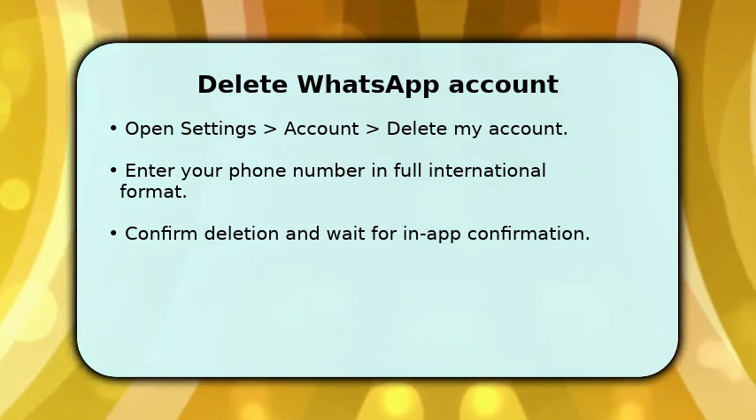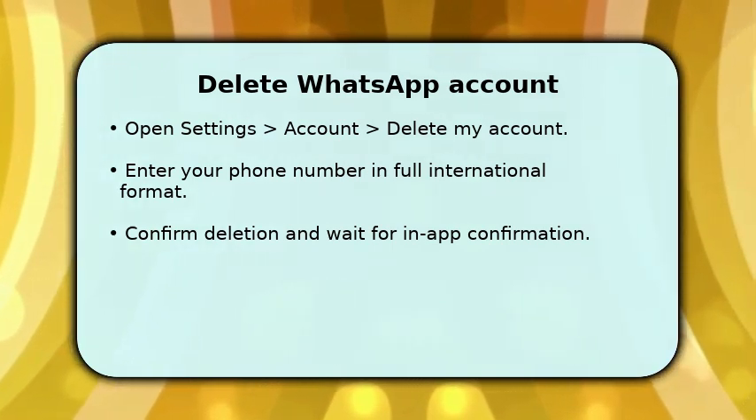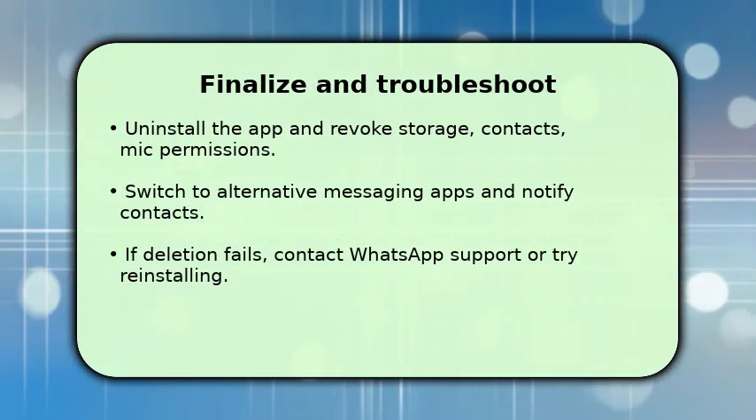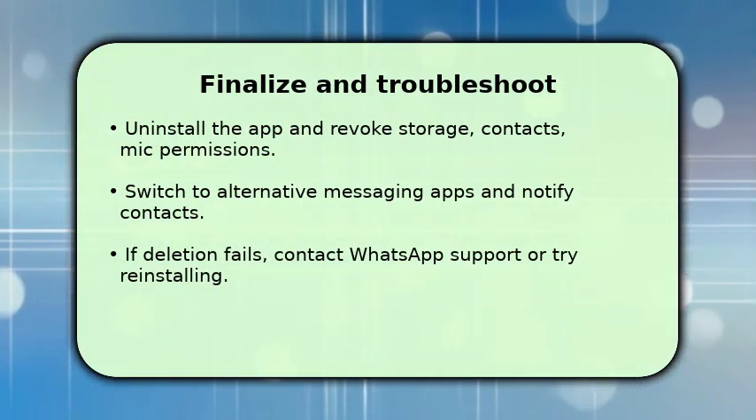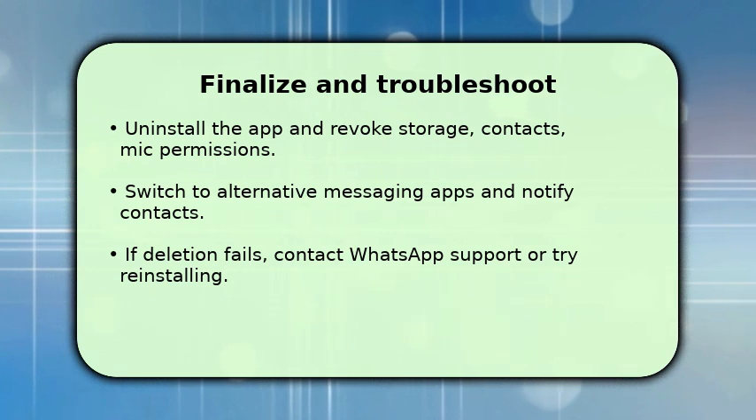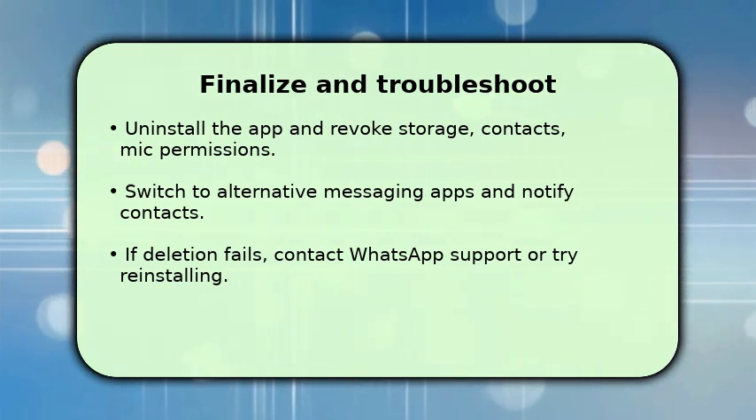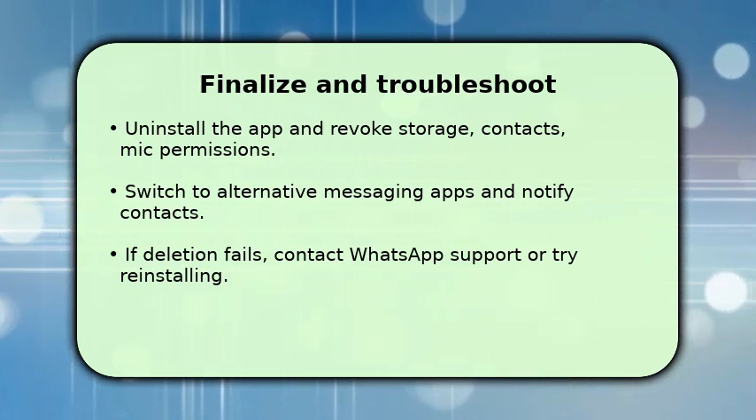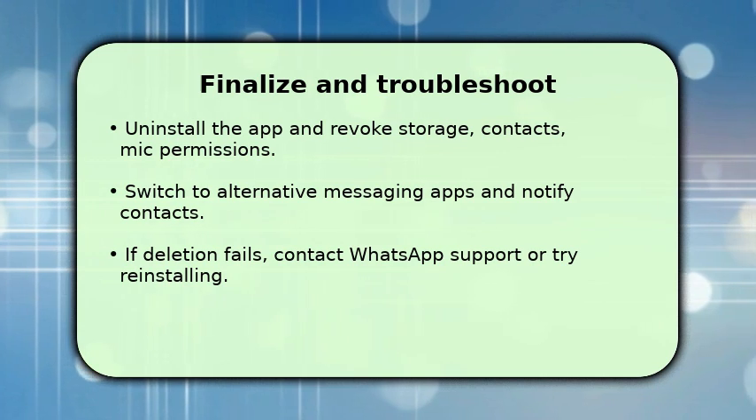Next, uninstall the app from your device. Finish by uninstalling WhatsApp and revoking app permissions so residual access stops. Tell key contacts where to reach you and set up your replacement messaging app. If deletion didn't complete, try reinstalling and repeating the Delete My Account flow, or send a support request with your phone number and deletion attempts.